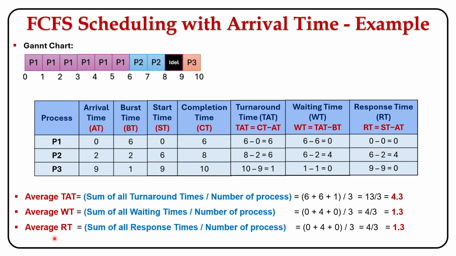Finally, we can calculate the average response time using the formula sum of all response times divided by number of processes. The response time for process P1 is 0, for process P2 is 4, and for process P3 is 0. By substituting it in the formula, we get 0 plus 4 plus 0 divided by 3, which is equal to 1.3. So hope you are clear on FCFS scheduling algorithm with arrival time in this example problem.